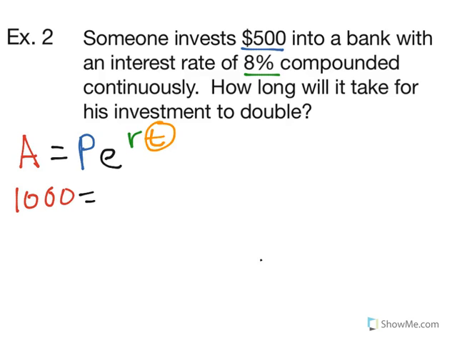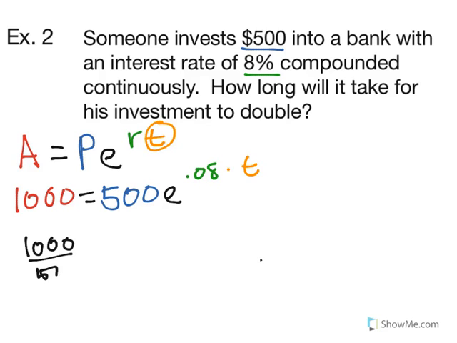And set that equal to the principal, which is 500, times e to the r, which is 0.08, the percent in decimal form, times t. And you're going to be wanting to look for that t. So the first step to solving this is you're going to want to take the 500 and get rid of it. So you're going to want to divide both sides by the 500. Once you do that, you'll get 1,000 over 500, which is just 2. So it'll be 2 is equal to e to the 0.08 times t.